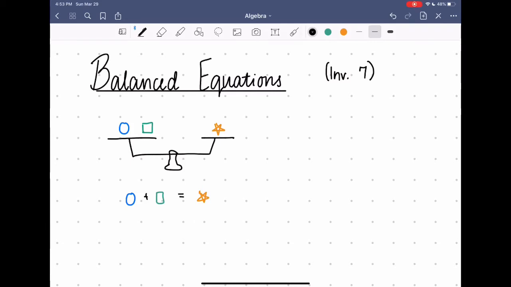Okay, hello. I'm going to talk about Investigation 7, which is about balanced equations. So I'm going to start off by doing this without any numbers at all, and let's just think about a scale. And imagine this scale has a circle and a square on the left and a star on the right. And the scale is perfectly even right now. So we should know what that means. That means that they are the same in weight.